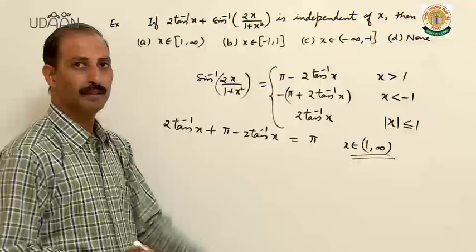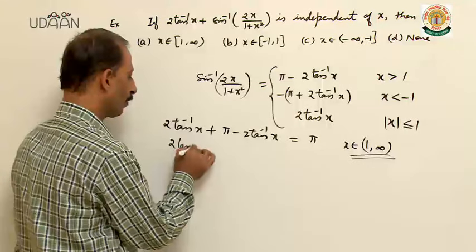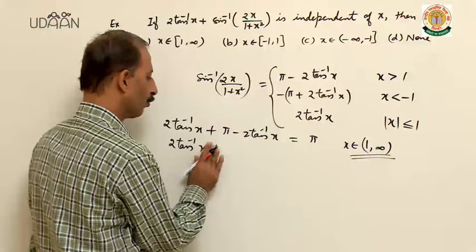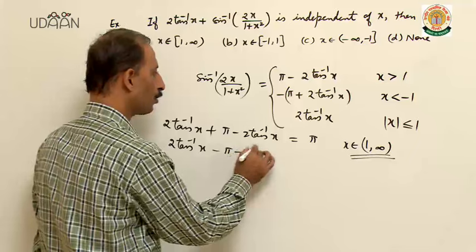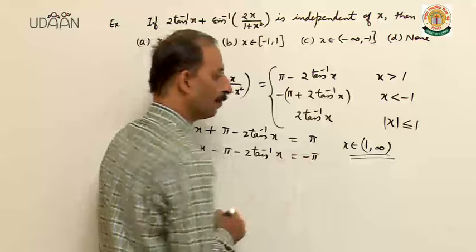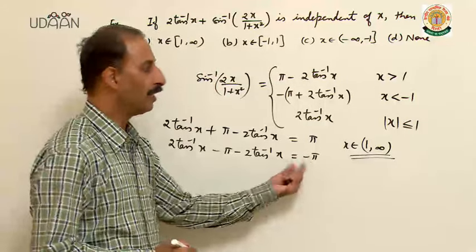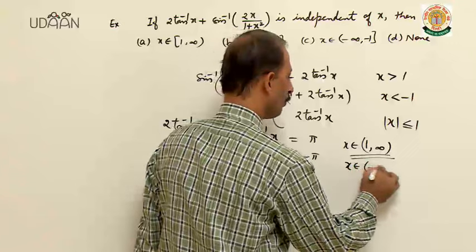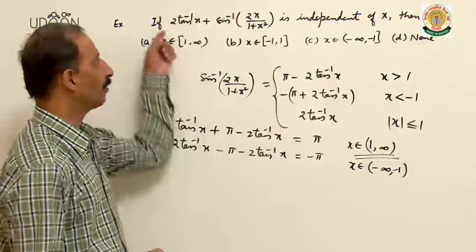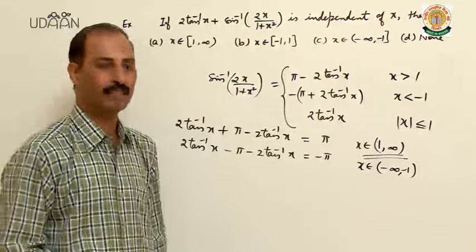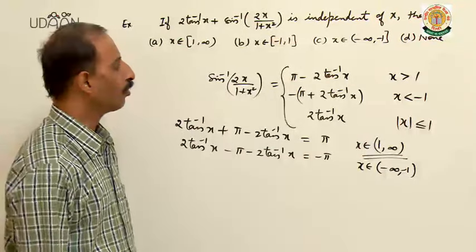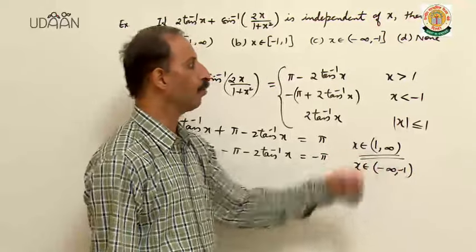Now if you take the second one, in this case the value of sin inverse 2x upon 1 plus x square is minus pi plus 2 tan inverse x. So we are taking minus pi plus 2 tan inverse x. Again this will be cancelled, you will get minus pi, again independent of x. It means x belongs to minus infinity to minus 1 also. If you take the third one, 2 tan inverse x plus 2 tan inverse x becomes 4 tan inverse x. It means x should not belong to this one. So what is the correct answer here? x belongs to 1 to infinity and minus infinity to minus 1.